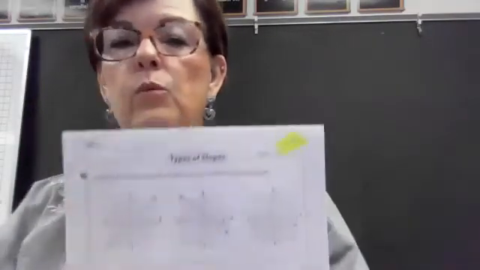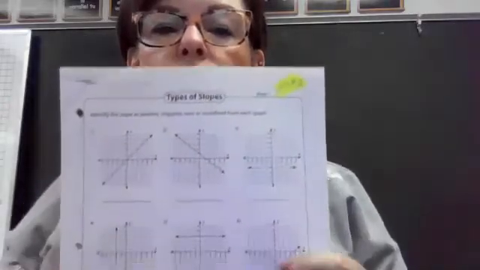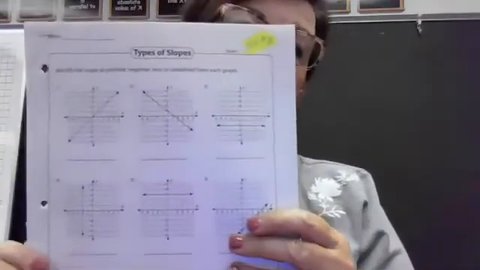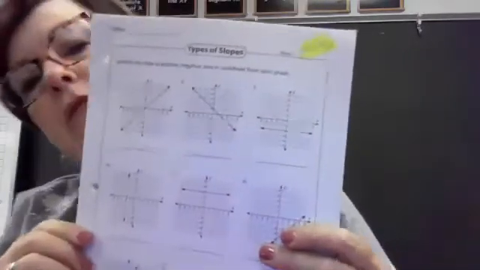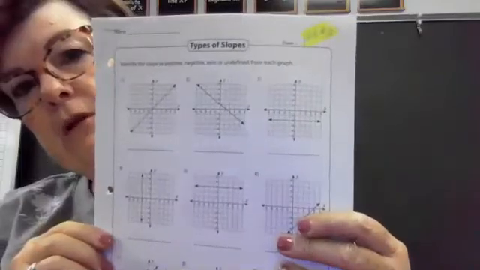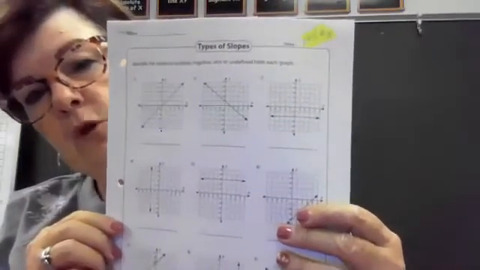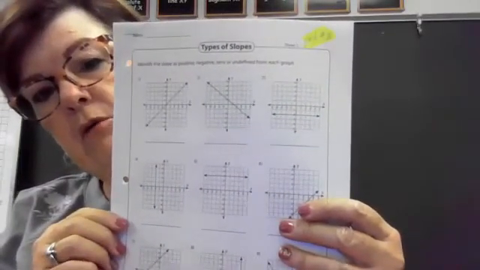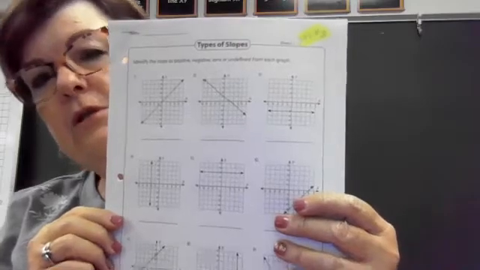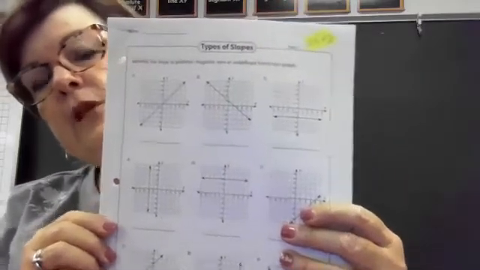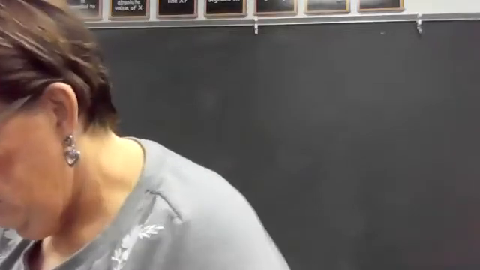Okay, today we're going to start on packet 2, types of slopes. We're going to spend a couple of days at least on this packet. You should have gotten this in your email. If you didn't, let me know after this session and I will send it to you. Types of slopes. I got it. Okay, good, Josh.